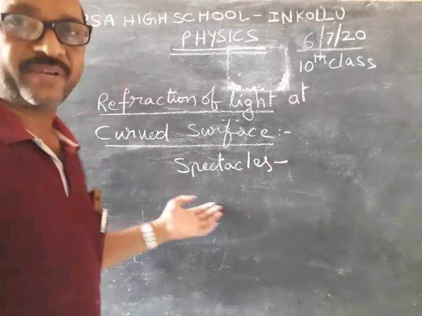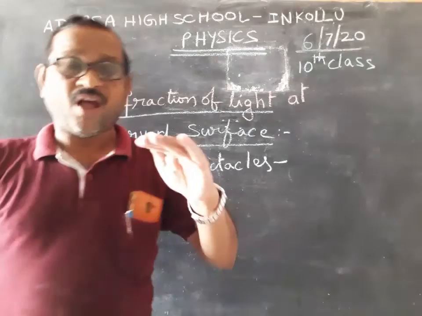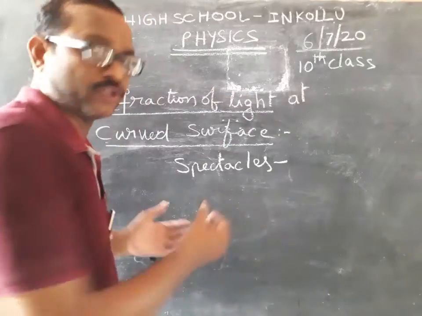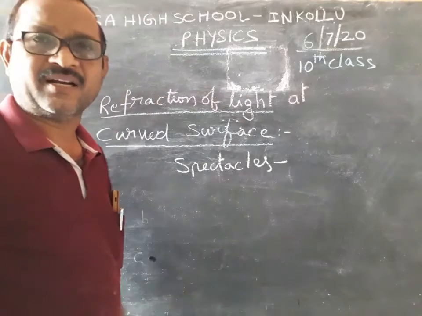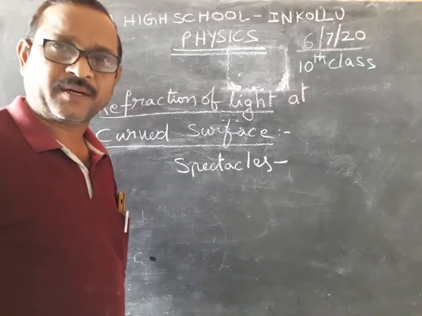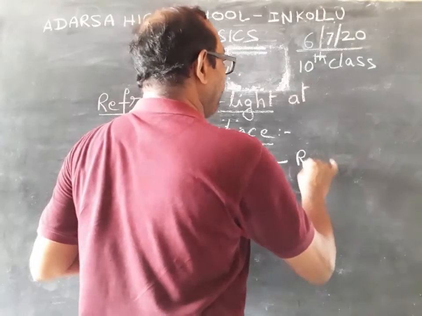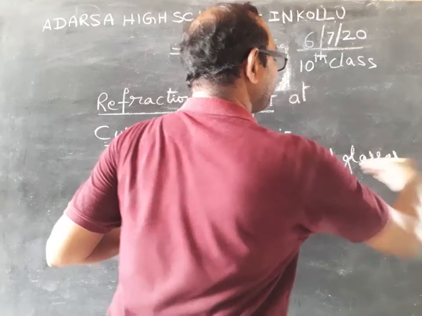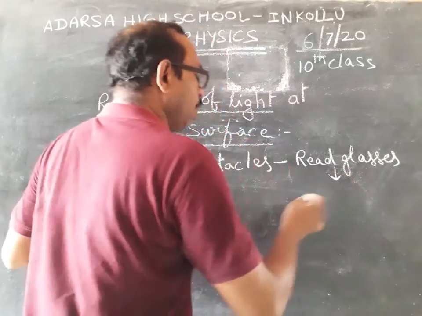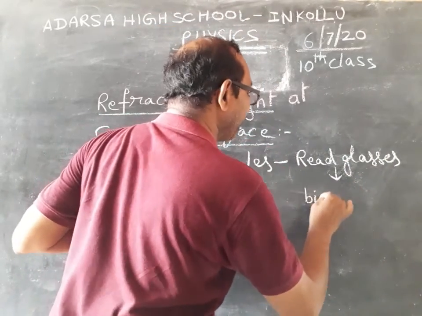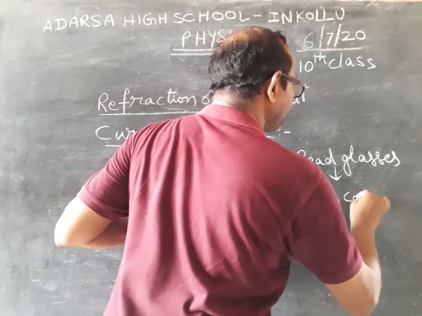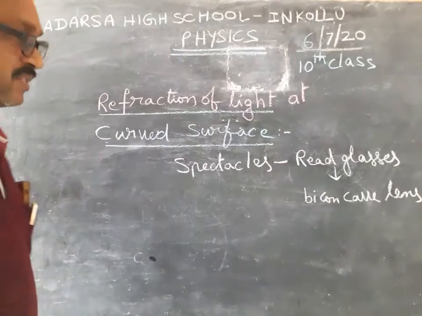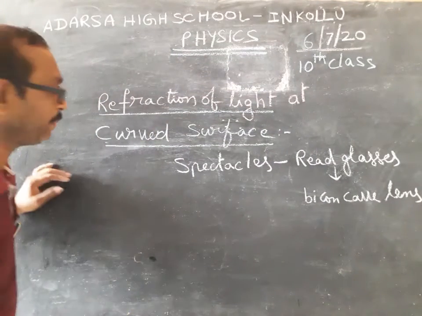Spectacles. Generally after the age of 40 or 45 years, people use spectacles to read textbooks or newspapers or anything. That is known as reading glasses. Reading glasses means only biconcave lens.